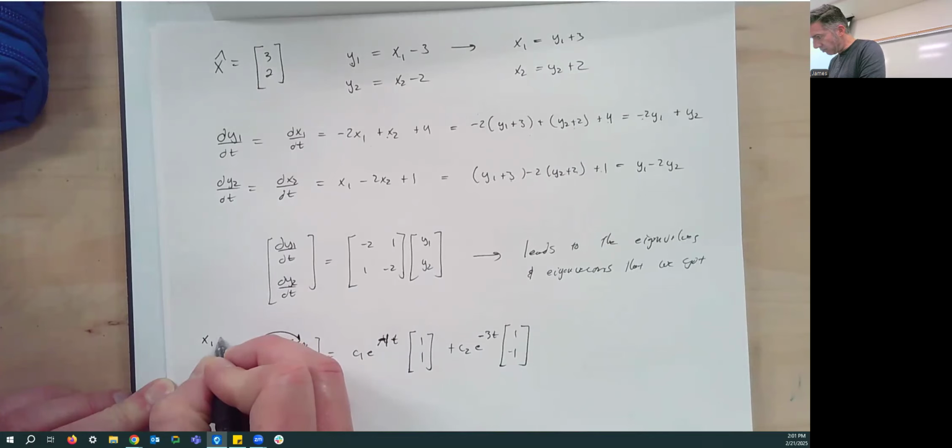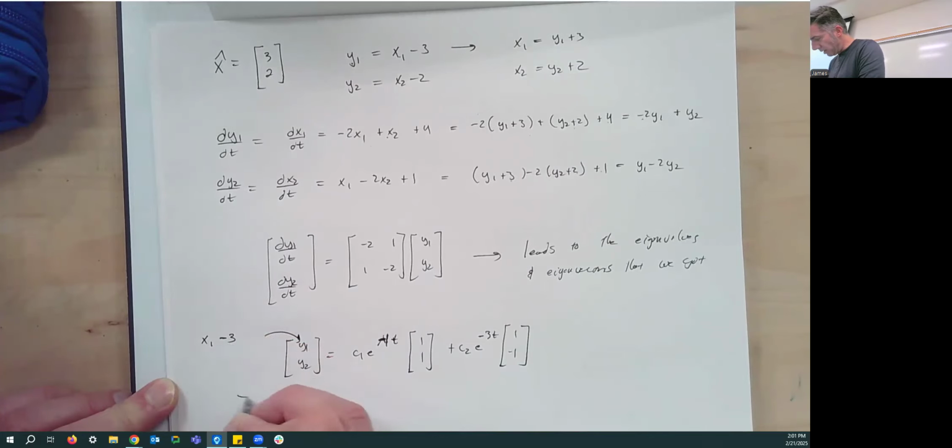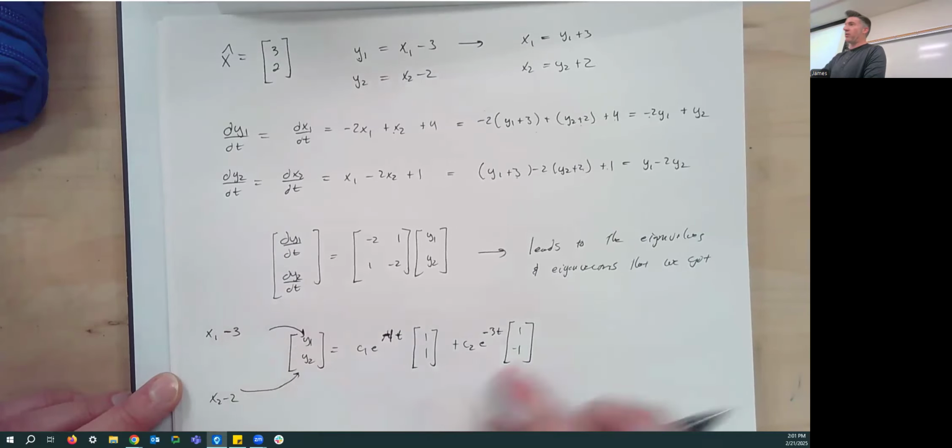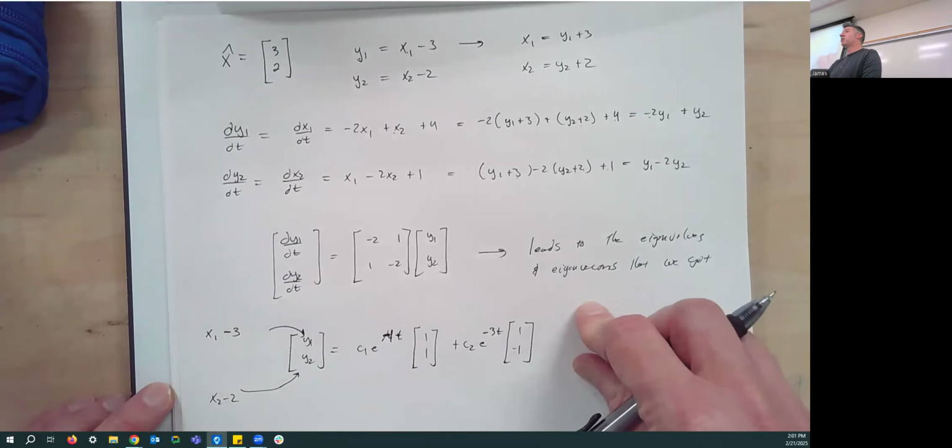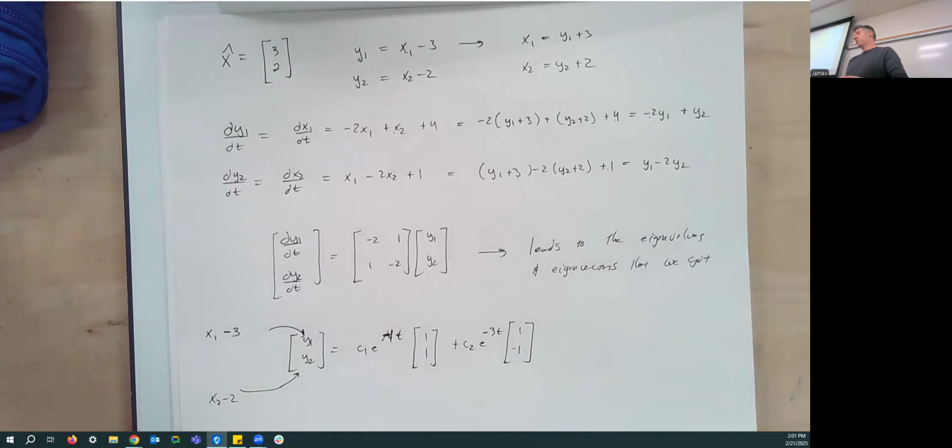x1 minus 3 for y1 and x2 minus 2 for y2, which results in adding the 3, 2 to the other side. So I'll say it one last time. You don't have to do all this work that we're just showing right here, right? You can just find the equilibrium, set it aside, solve the coefficient matrix with the eigenvalues and eigenvectors in the usual way, get the solution in the usual way. Then after you've got the solution, add back on the equilibrium. And then if you have to find constants, you can find them using the initial conditions.